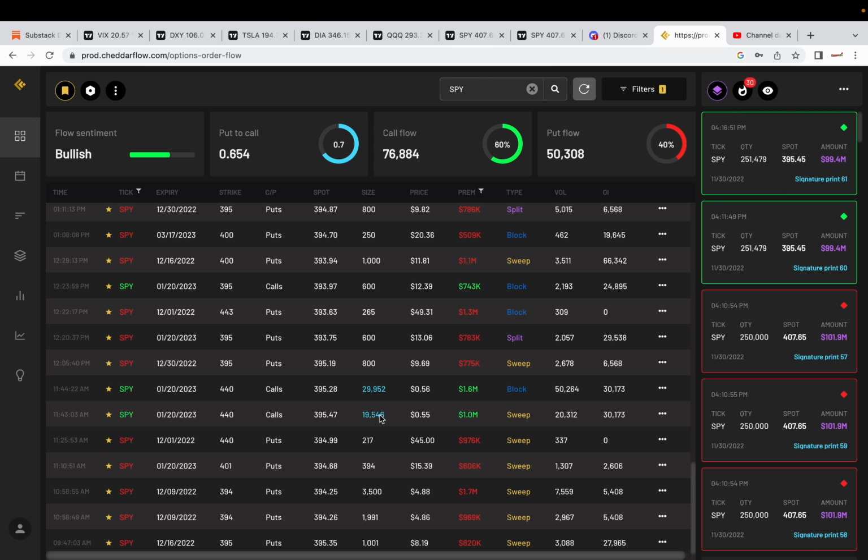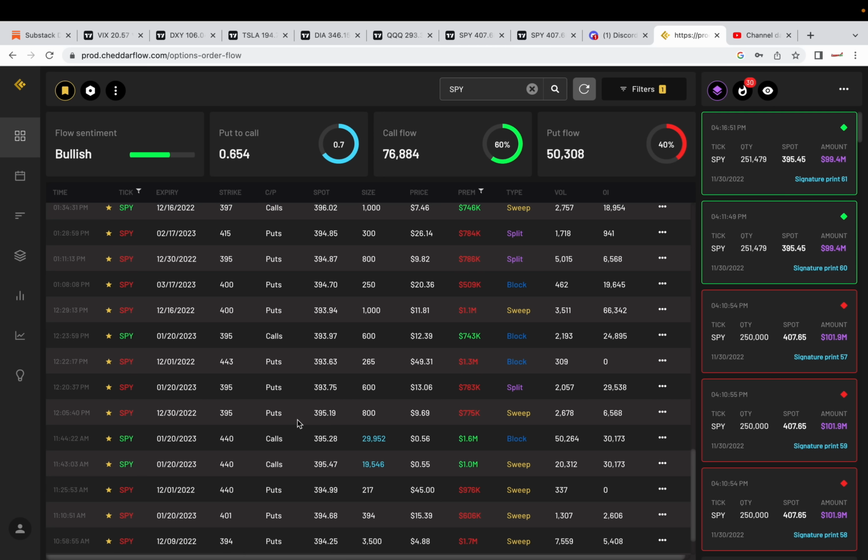This is a sweep order over 19,000 in size. 29,000 size, over $1 million in premium. 440 strike price January 20. What do these people think the bottom is in? I don't know, but that's a lot of money betting to the upside, guys.